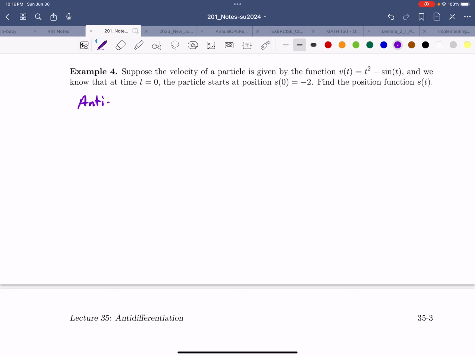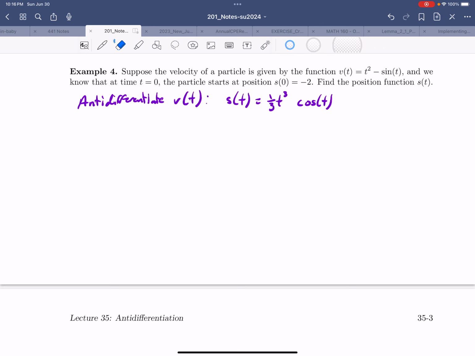So I'll say antidifferentiate v of t. So we get s of t, which is the position function, is going to equal, what's the antiderivative of t squared? Yep, it's 1/3 t cubed. Now be careful, this is plus cosine of t, all right? Plus c. Okay, so normally if I just gave you this as a general problem, no initial condition, then that would be your answer. But I tell you, s of 0 equals -2.